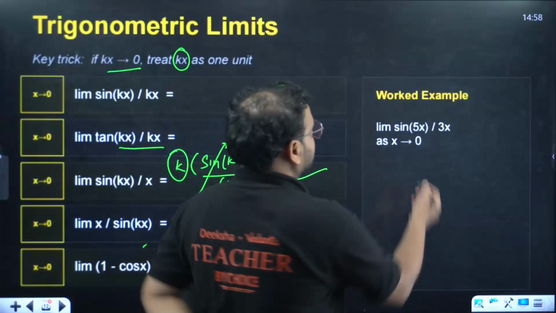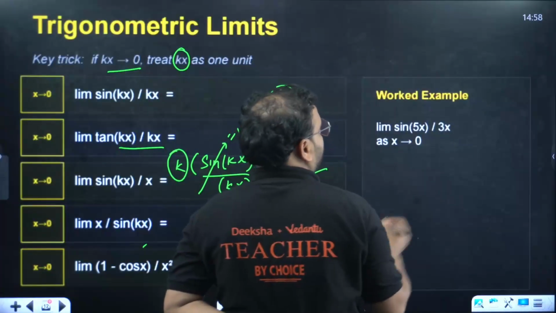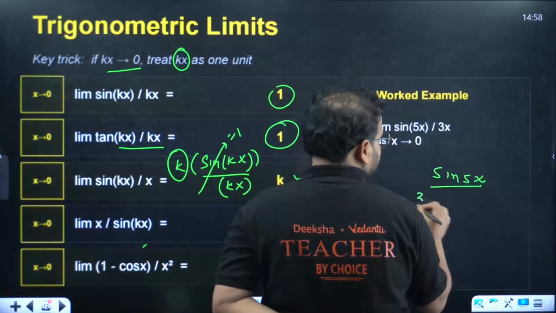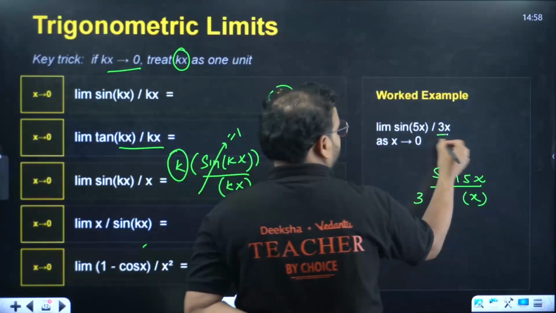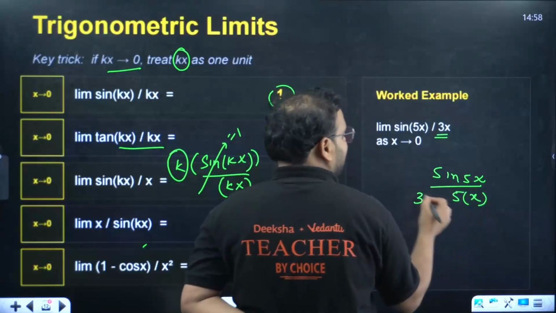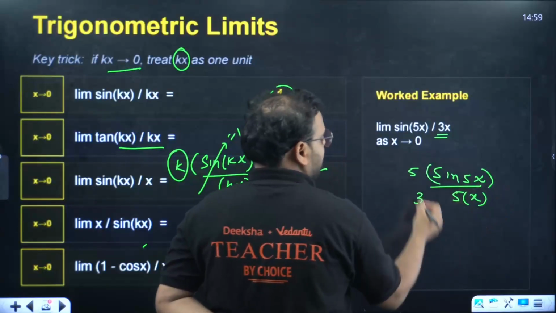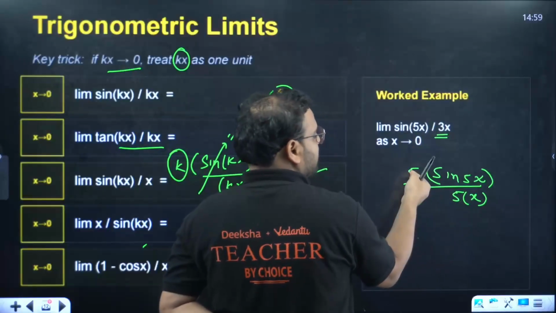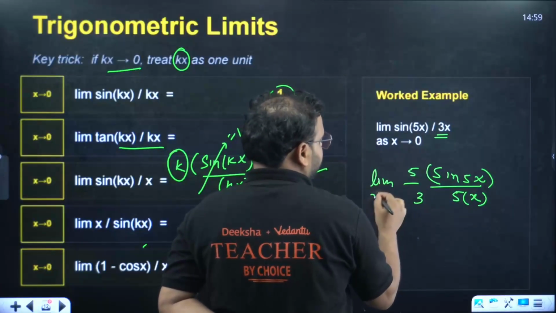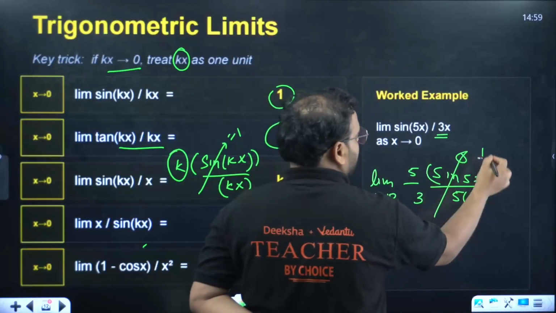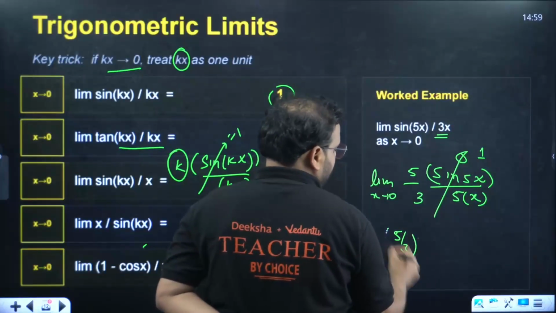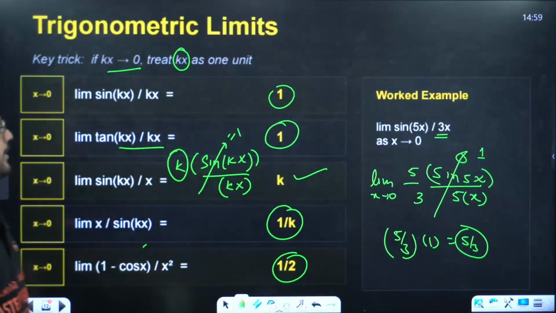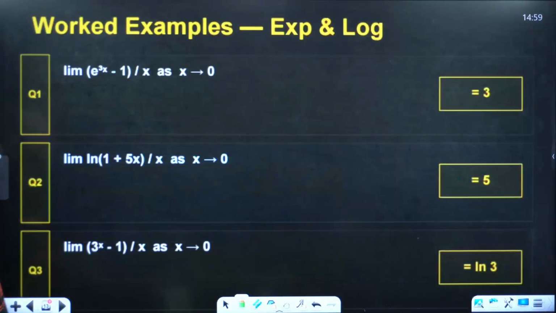Looking at this question, sine 5x by 3x, how do you solve it? So if I have sine 5x, let's keep 3 outside. I know I need the x. It is 3 into x, but I need 5. So multiply 5 over here, and I have to multiply 5 over here also. Now it is sine 5x, 3 separated. I multiplied 5 over here, so over here also. Now write limit x tends to 0. This part becomes equal to 1. Answer is 5 by 3 into 1, which is nothing but 5 by 3. So please check. I hope this makes it very clear for you.